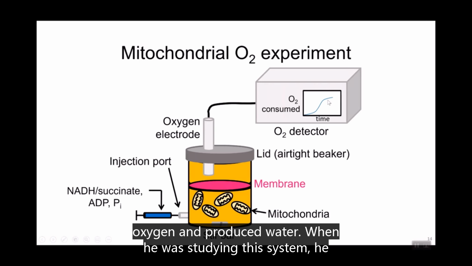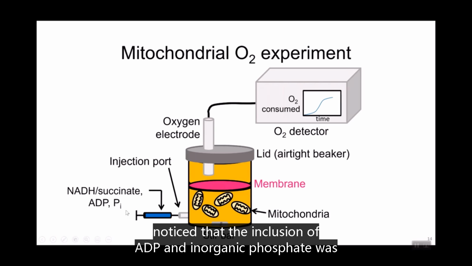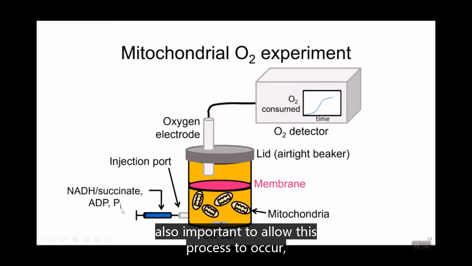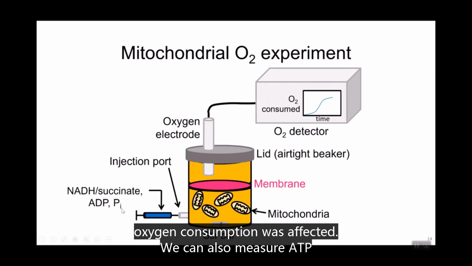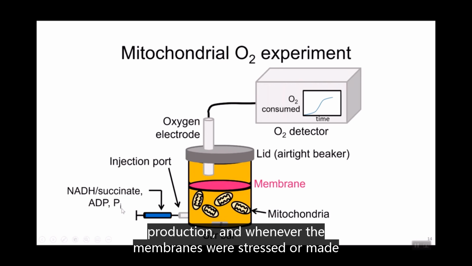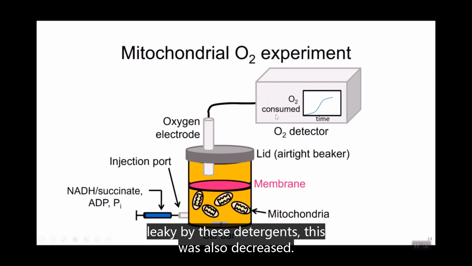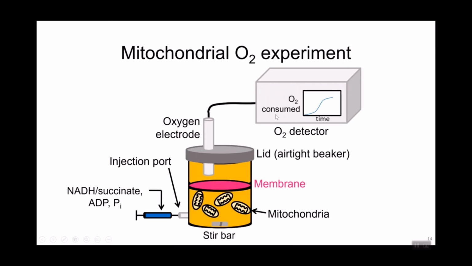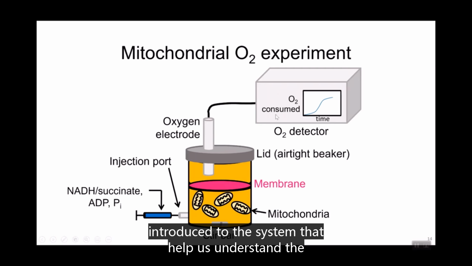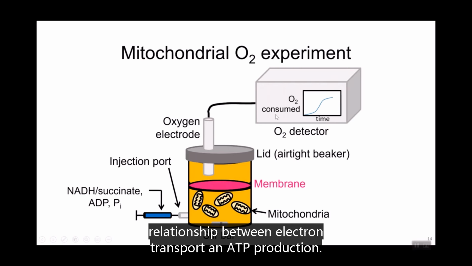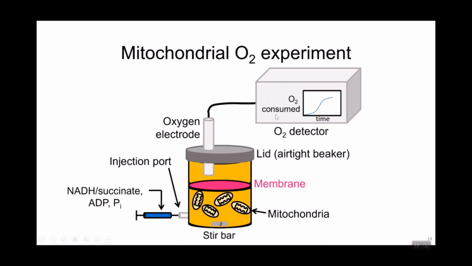When he was studying this system, he noticed that the inclusion of ADP and inorganic phosphate was also important to allow this process to occur, but when you included detergents that disrupted the membrane, oxygen consumption was affected. We can also measure ATP production, and whenever the membranes were stressed or made leaky by these detergents, this was also decreased. There are also other chemicals that can be introduced to the system that help us understand the relationship between electron transport and ATP production.